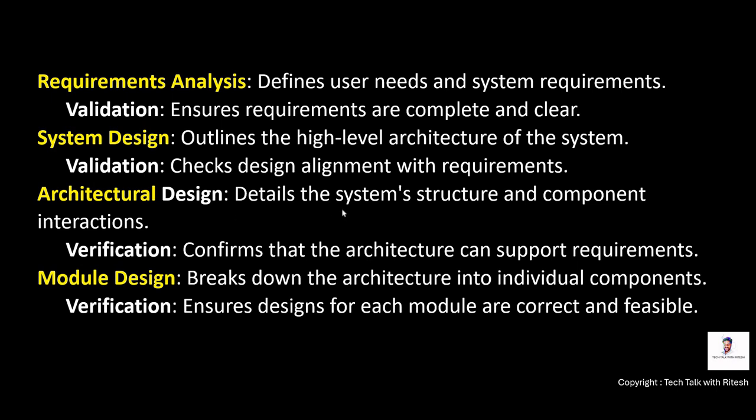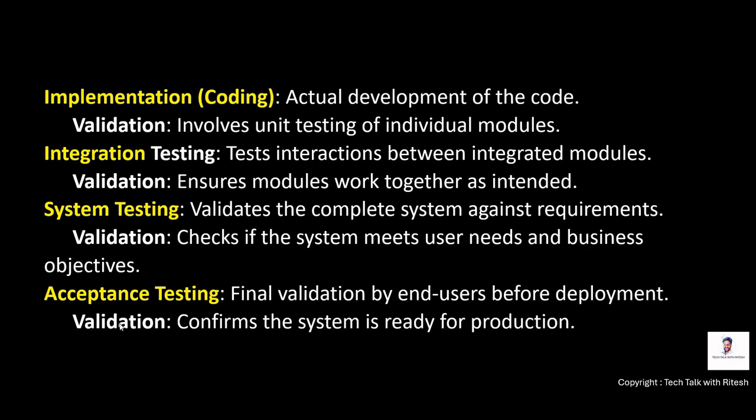Architectural design details the system's structure and component interaction, and in the verification, it will confirm that the architecture can support requirements. Then the module design will break down the architecture into individual components, and then the verification phase will ensure that the designs for each module are correct and feasible. Then we go to the implementation phase, the actual development of the code, and then the validation phase will start from here, right? It involves unit testing, the implementation phase's corresponding unit testing for individual modules.